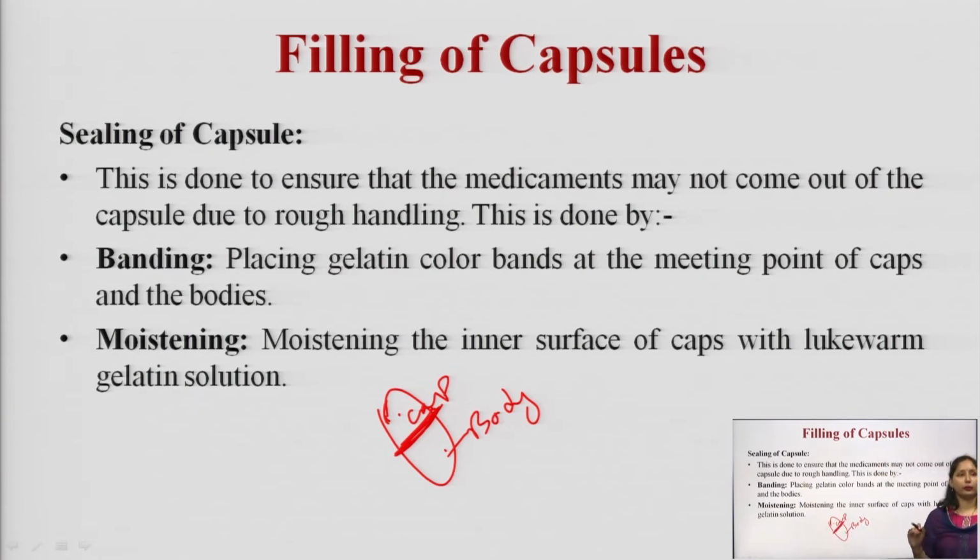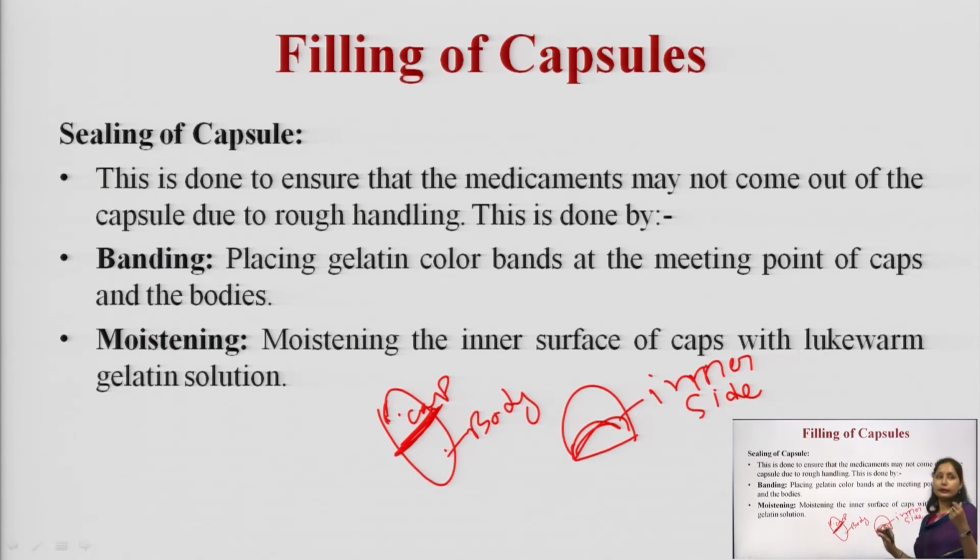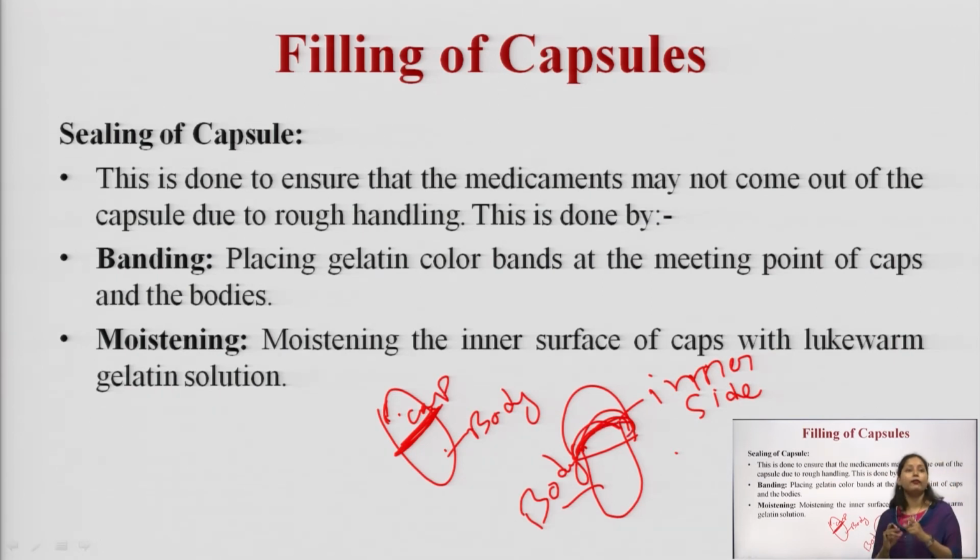Then next is moistening. In moistening, we moisten the inner surface of the cap with lukewarm gelatin solution. We take a cap and moisten the inner side of the cap with the lukewarm gelatin solution. Then we insert the body part of the shell into it, and due to the moistening, that is the softness, the cap part adheres with the body portion of the capsule.